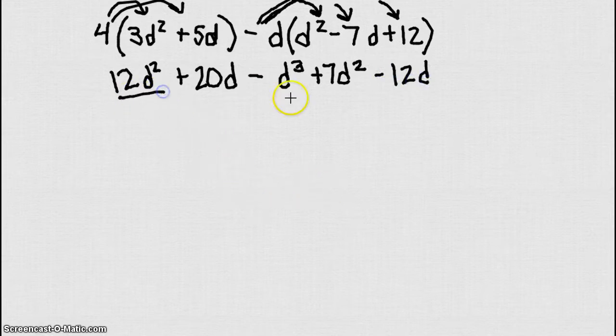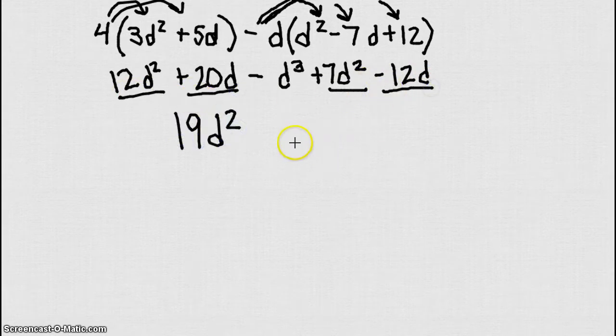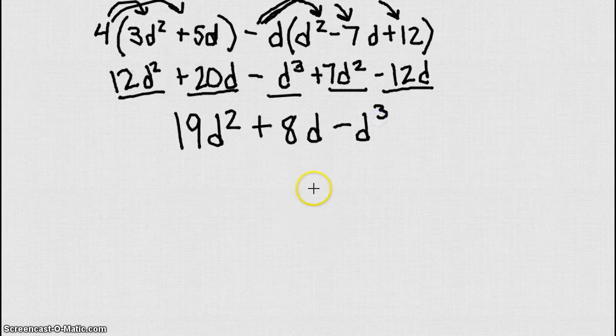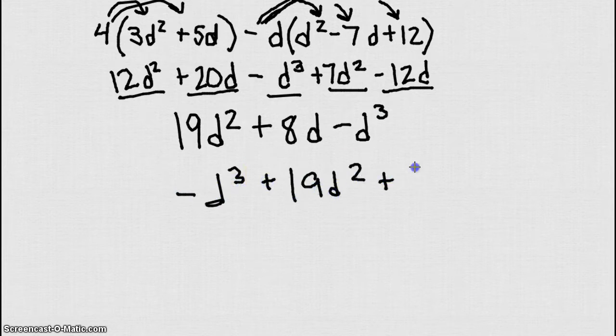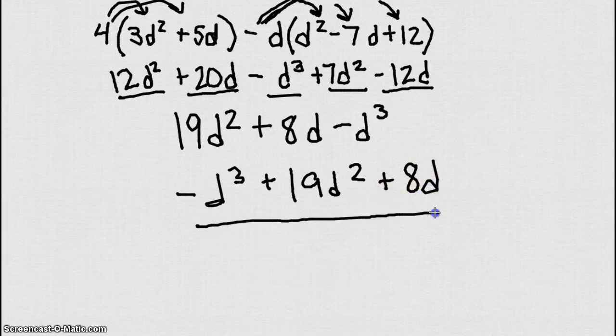So then we have 12d squared with 7d squared. We'll pair those up and make it 19d squared. We have 20d minus 12d, which is going to give me 8d. And then finally we have minus d cubed. Why don't we go ahead and put that in descending order. So we'll put minus d cubed plus 19d squared plus 8d. And that's my final answer.